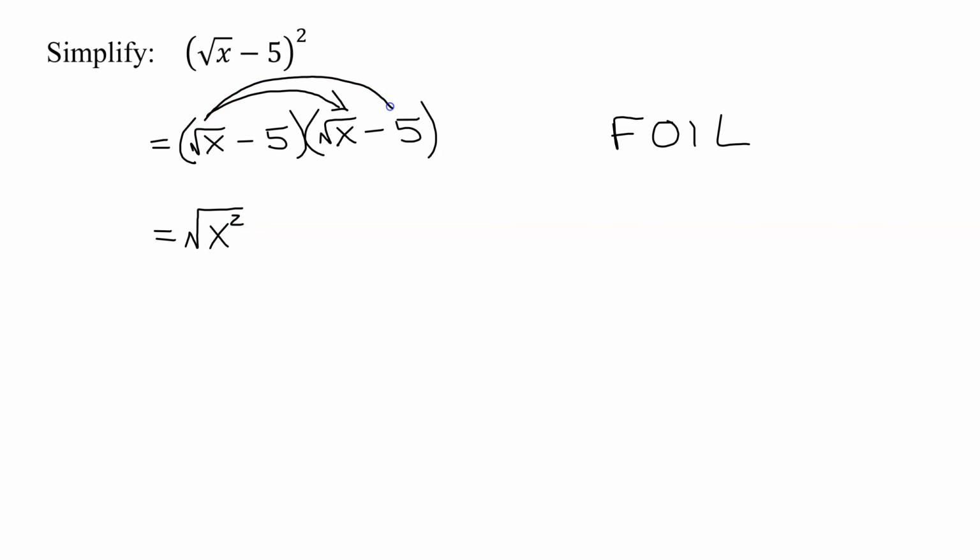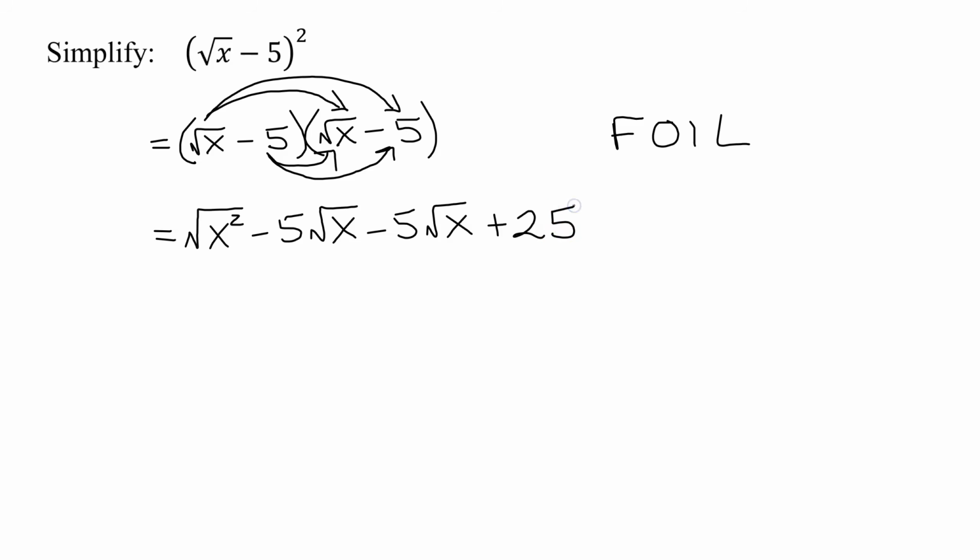Now O stands for outer. I have the square root of x times negative 5. When you have a number times a radical and the number is outside the radical, it stays outside the radical. So negative 5 times the square root of x is just negative 5 times the square root of x. Inner, again, negative 5 times the square root of x is negative 5 times the square root of x. And last, L, for last, negative 5 times negative 5 is positive 25.